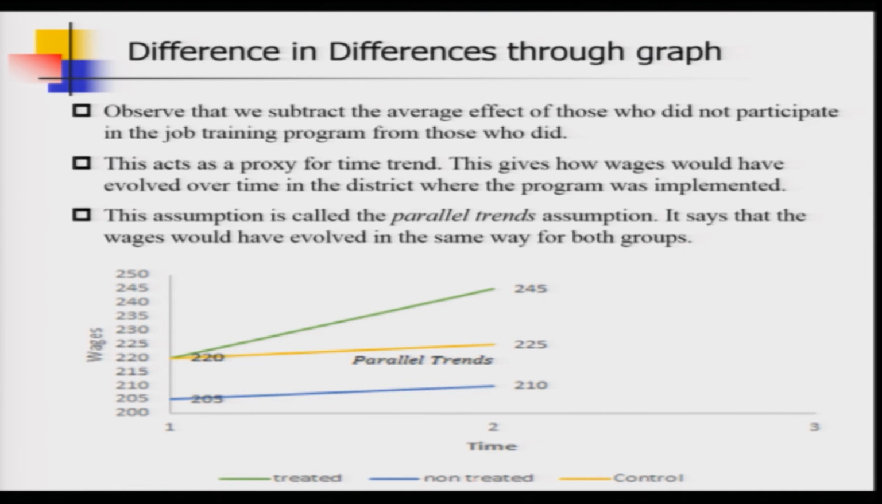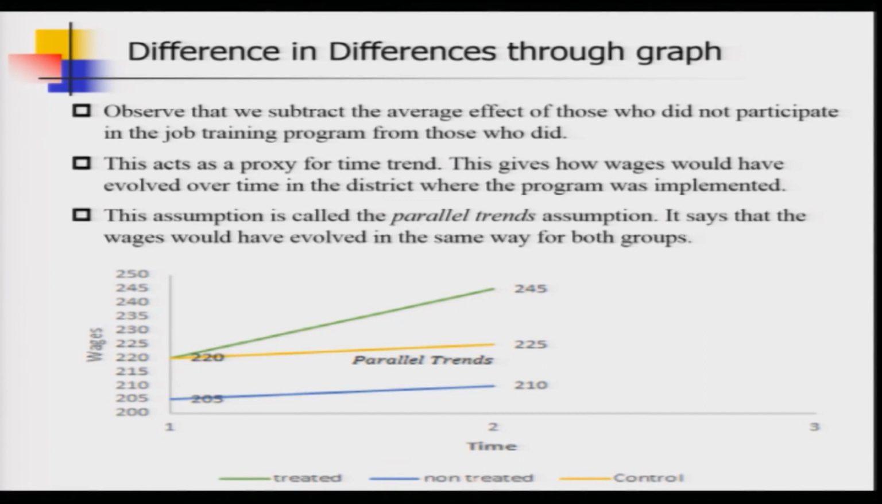So, basically you see those who did not participate in the job training program, even for them with time there is an increase in the salary in the labor market, maybe due to increasing demand or inflationary pressure, whatever, there could be any reason. But those who did not participate in the training program, even for them there is a 5 rupees increase in the salary. So, that is just a time effect, and you need to take care of that time effect.